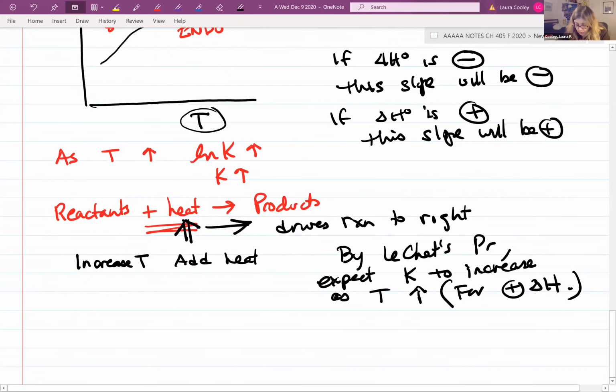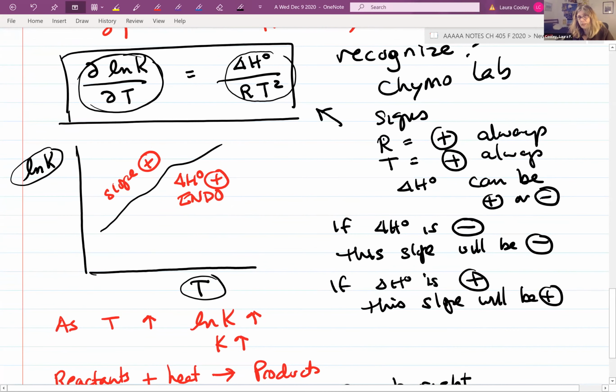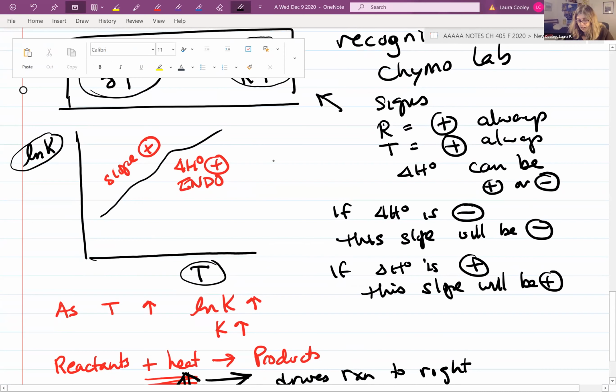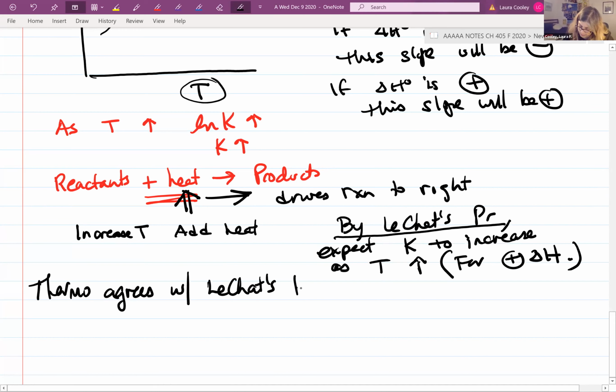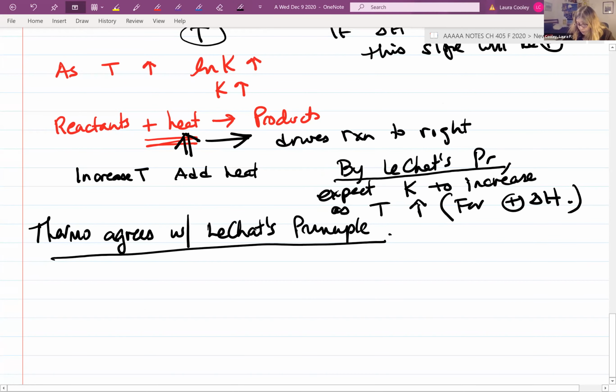Okay, and so all of this stuff coming from the laws of thermodynamics tells you now that the slope is positive for log of K versus T for an endothermic reaction. So Le Chatelier's principle completely goes along with thermodynamics, right? It really comes out of thermodynamics, right? So thermodynamics agrees with Le Chatelier's principle, and it explains it really.